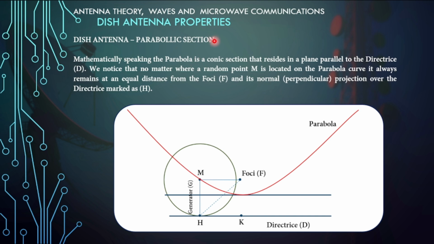Dish antenna parabolic section. Mathematically speaking, the parabola is a conic section that resides in a plane parallel to the directrix D. We notice that no matter where a random point M is located on the parabola, it's always at an equal distance from the focus, the focal point of the parabola, and the normal projection over the directrix, marked as H. So always MH is equal to MF.